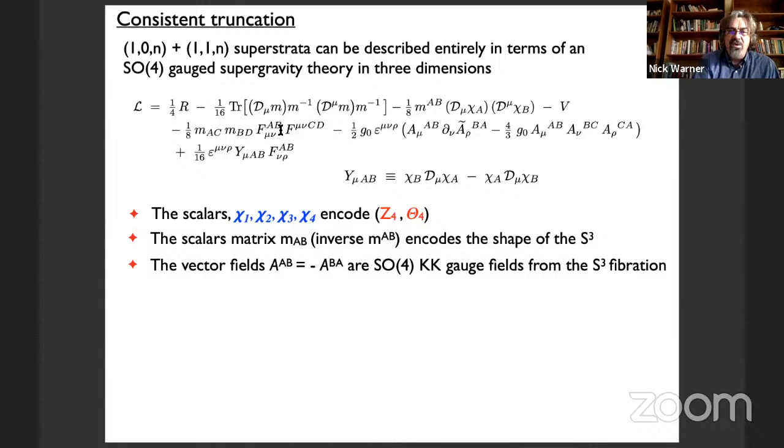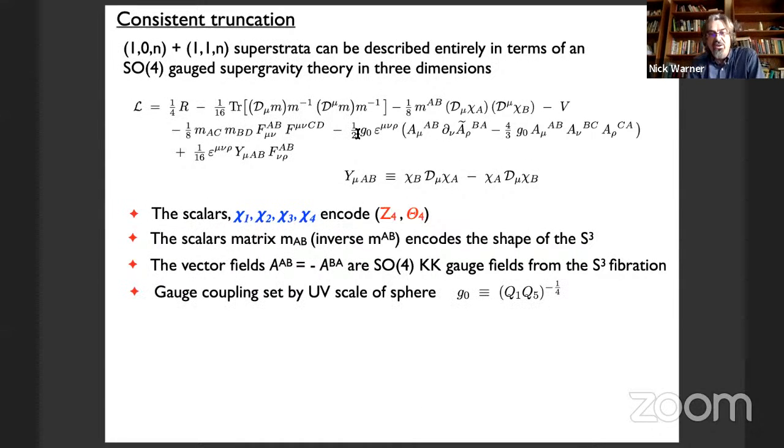But anyway, what's happening here is that now we have the field strengths, and there's a Chern-Simons term, which is kind of amusing. And then there's a gauge coupling. And the gauge coupling, as is universal when you do dimensional reductions, is set by the inverse radius of the sphere. So this very complicated superstrata, and in fact a generalization of it, is entirely described by a 3-dimensional theory. Now, I'm going to say more about why that's important in a moment.